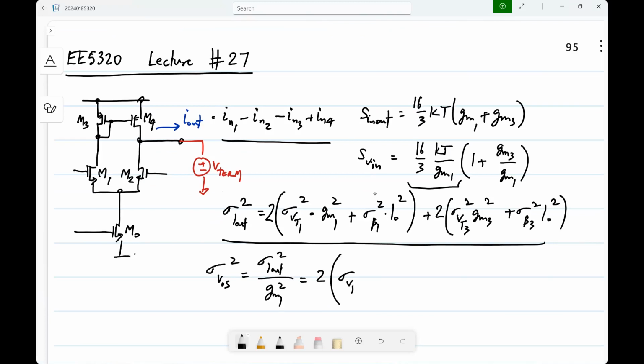2 times sigma Vt1 square. This sort of makes sense. If M1 and M2, you are applying the inputs to them, if their threshold voltage has an error, that error will add directly to the input. So you expect that Vt1 and Vt2, their errors will add directly to the input, so you get a variance of 2 times sigma Vt1 square. Plus, of course, from the first one, you will get that part because of the current mismatch. If you want to reduce the effect of current factor mismatch, which region should you operate?